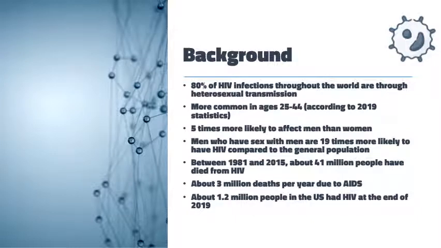Background: 80% of HIV infections throughout the world are through heterosexual transmission. It is more common in ages 25 through 44. It is 5 times more likely to affect men than women. Men who have sex with men are 19 times more likely to have HIV compared to the general population. Between 1981 and 2015, about 41 million people have died from HIV. About 3 million deaths per year are due to AIDS, and about 1.2 million people in the US have had HIV at the end of 2019.